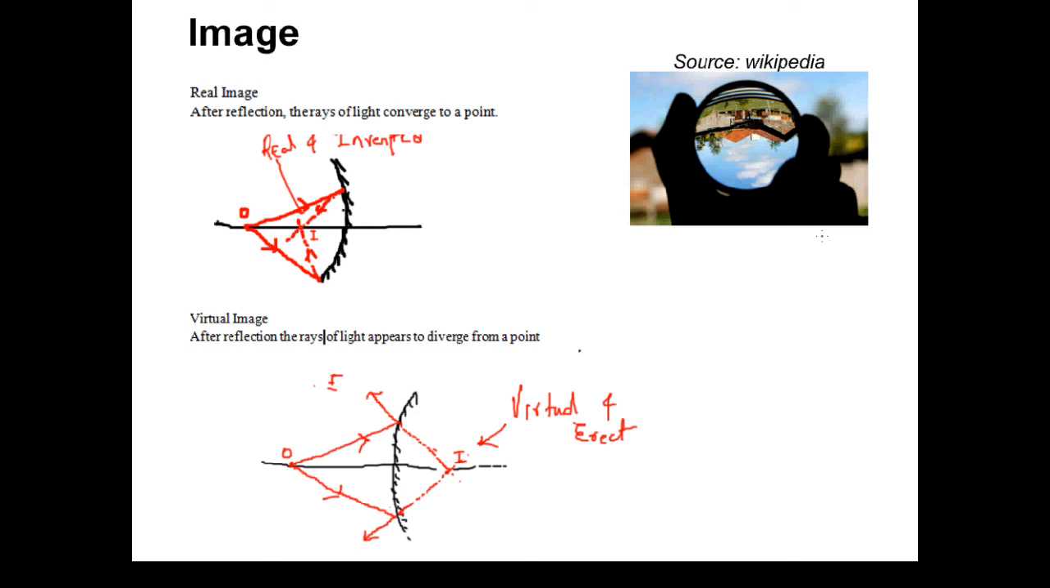Now in case of virtual image, a very easy example would be the image of a person on a plane mirror. As simple as that. Plane mirror. Everyone has stood in front of a plane mirror and seen yourself. So that image is actually a virtual image. It is erect and it is virtual. Okay, this much of introduction with images will be fine.